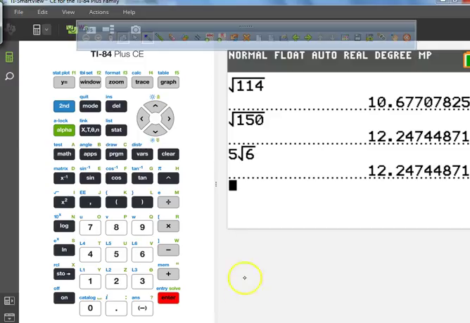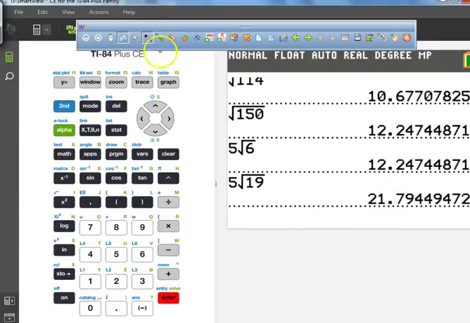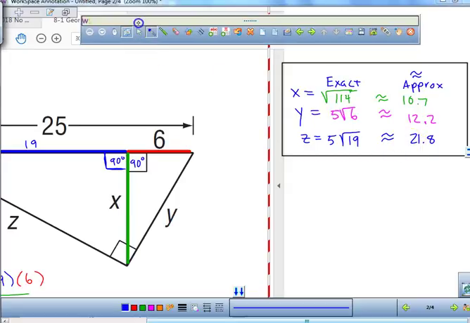Then we're going to find our approximate value. So I'm going to type in a 5 and a radical 19 and see what our approximate answer is. 21.8, and we had to round it to 9 there. So these are your 3 exact answers. These are your 3 approximate values. Okay? Now, these are your final answers.